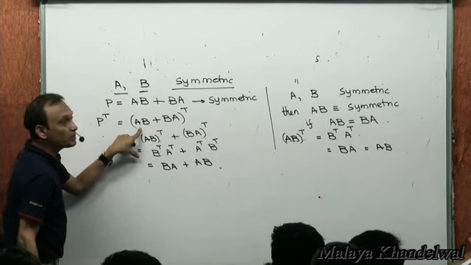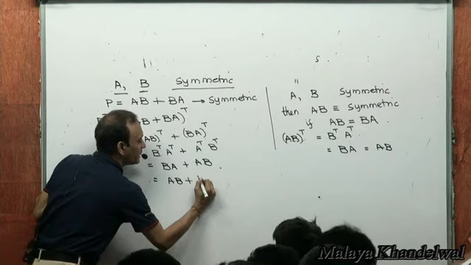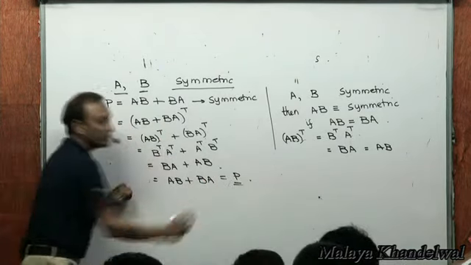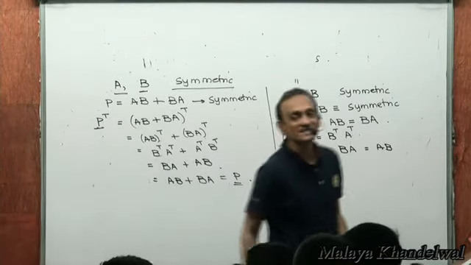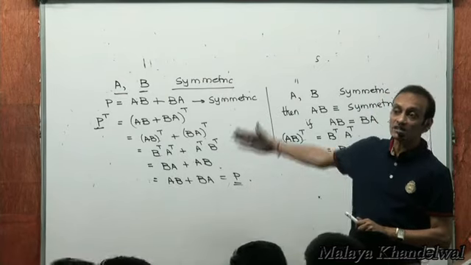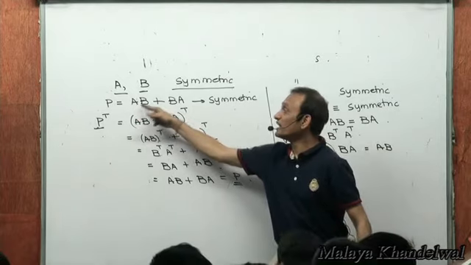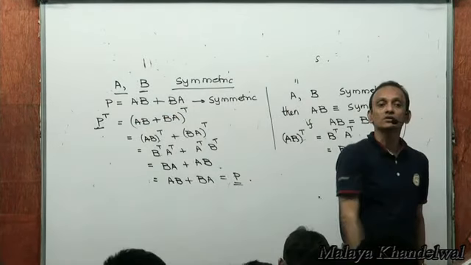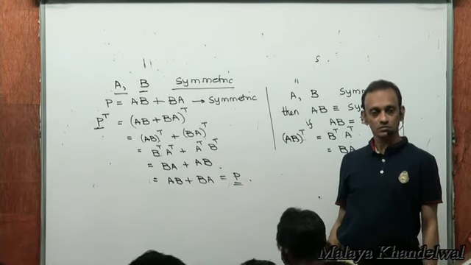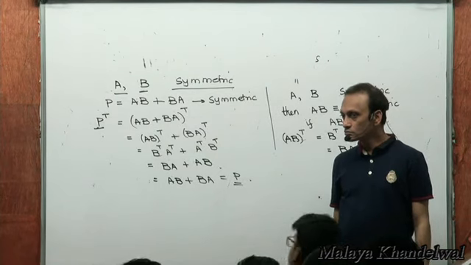Which is the same as P, which is AB plus BA. So P transpose is the same as P. P therefore must be symmetric. Right? So if A and B are symmetric matrices, then AB plus BA will also be a symmetric matrix. No confusion?